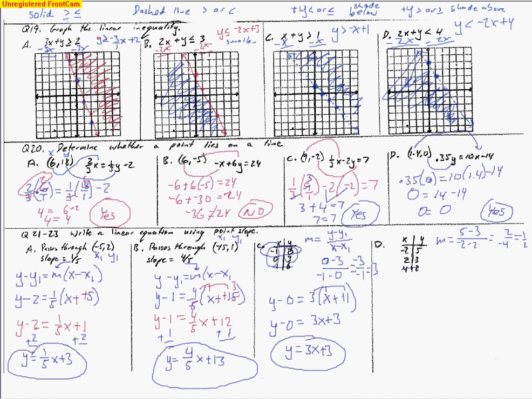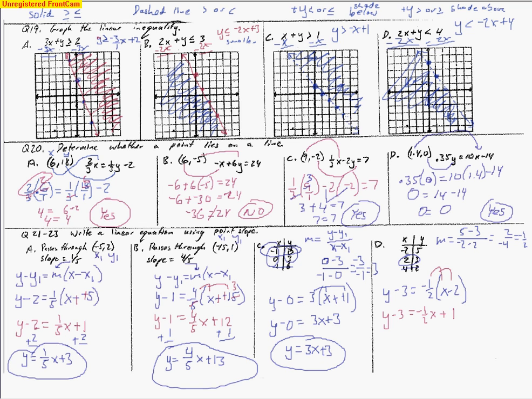And then just pick one of the points. Let's pick this one right here. And so I'm going to do y minus 3 equals negative 1/2 times x minus 2. And so I have to distribute. So I distribute this negative 1/2 over that subtraction. Get y minus 3 equals negative 1/2 x, and then plus 1. Plus 1 because the two negatives make a positive. 1/2 of 2 is 1.